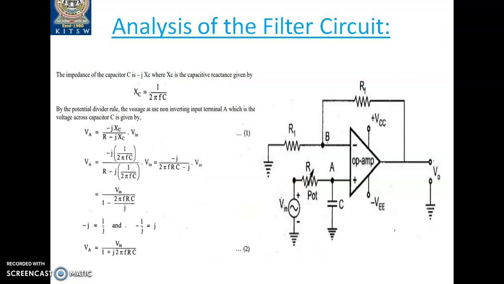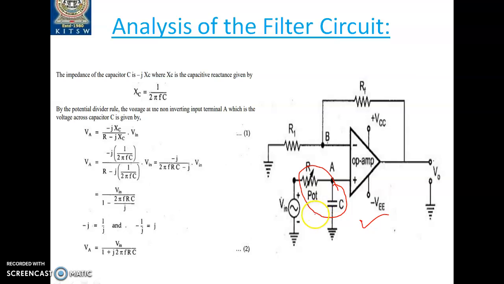Now let us discuss the analysis of the filter circuit. See the circuit diagram here. This is the circuit diagram for the low pass first order Butterworth filter. What is the meaning of first order? First order means we have chosen only a single RC pair. So in the circuit we have R and C. That's the first order. For example, if I ask you to design a second order filter, we will have two RC pairs at the input side. That becomes second order. And if I ask you to design a fourth order filter, there will be 4 RC pairs, and so on.